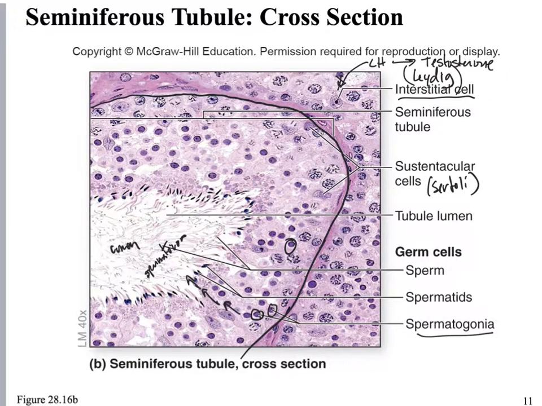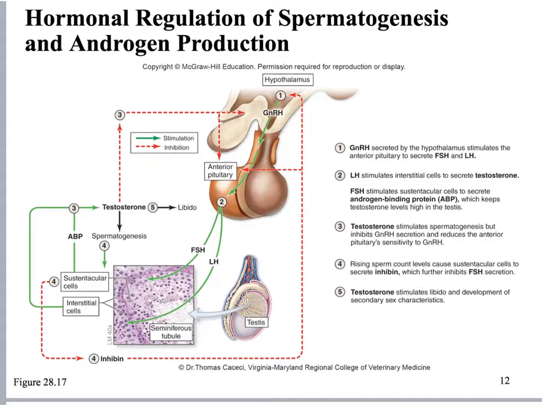Okay? So both of these things are dependent on each other. LH and FSH together are necessary for spermatogenesis to occur. LH targets the Leydig cells to produce testosterone, while FSH targets the spermatogonia and the sustentacular cells to produce sperm and undergo meiosis. Okay?